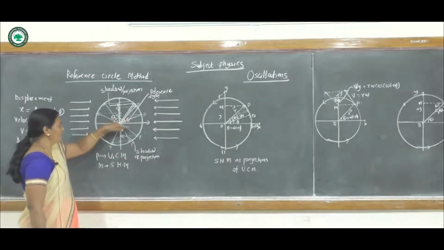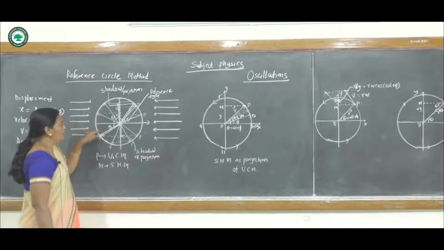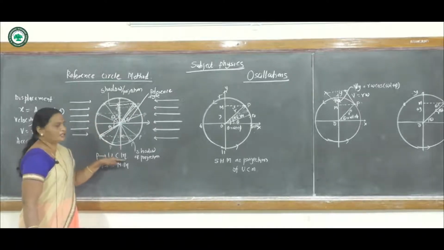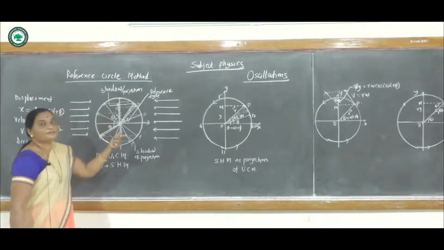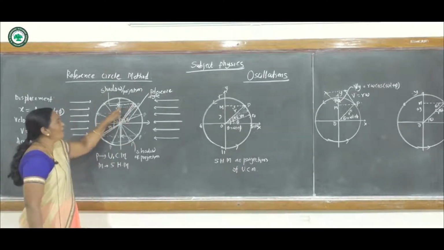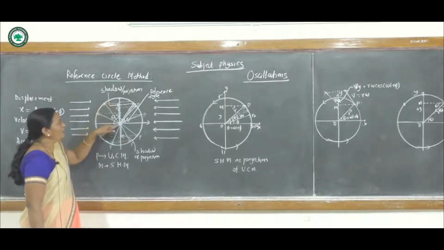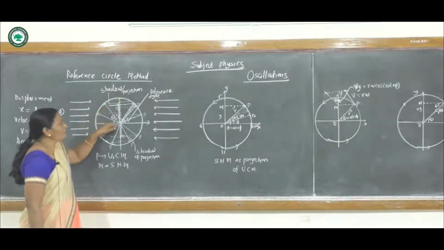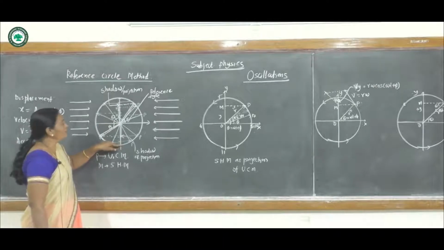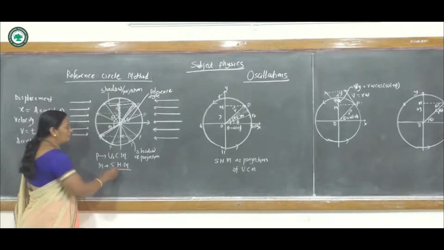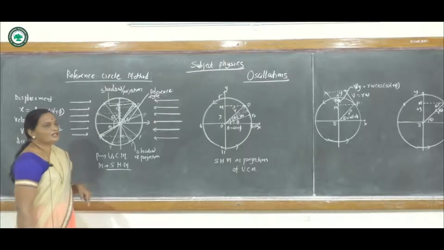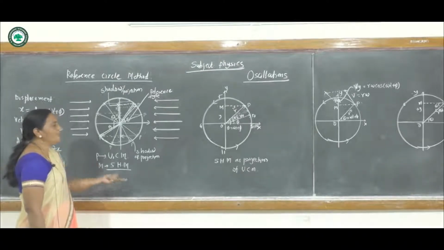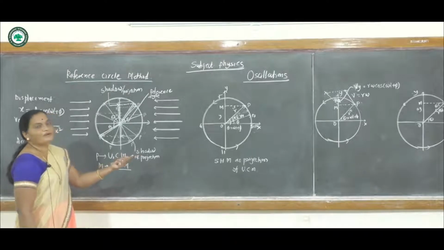See again, particle P performs uniform circular motion. The perpendicular is called the projection. The perpendicular is drawn on the diameter, and the motion of particle M is along the diameter, that is from the origin to the extreme position, again the origin, again the extreme position. This type of motion is called simple harmonic motion. Thus we can say that SHM is the projection of UCM.